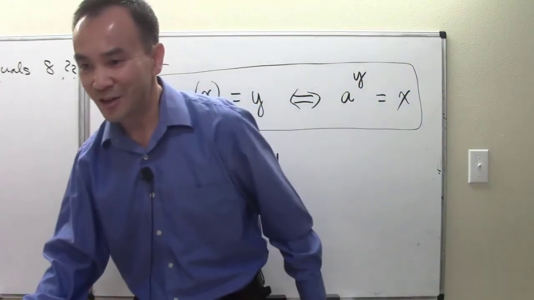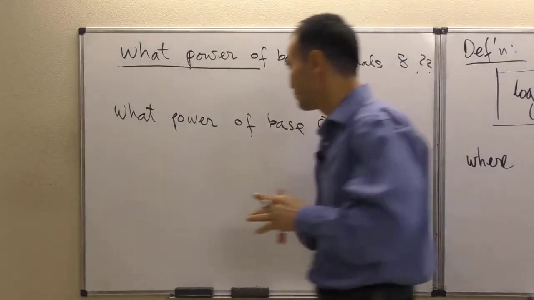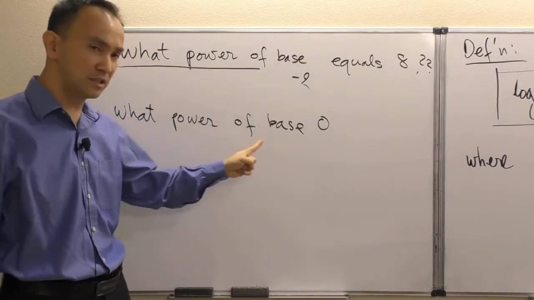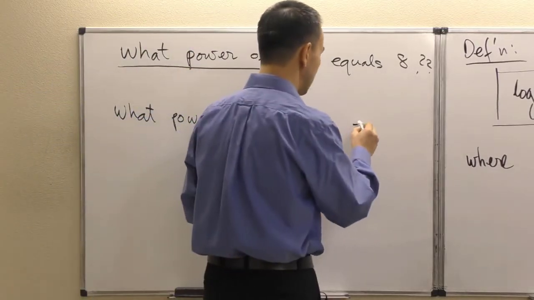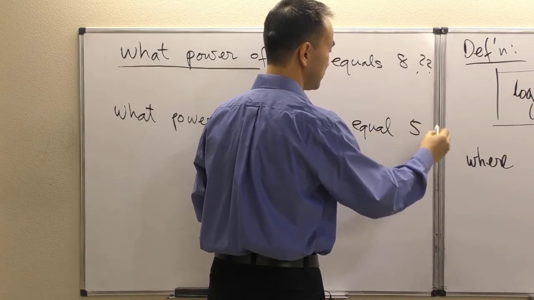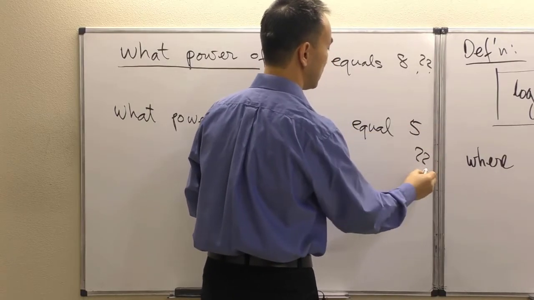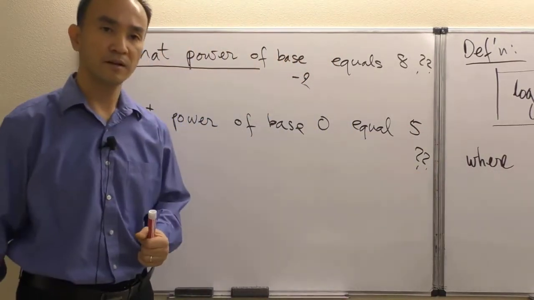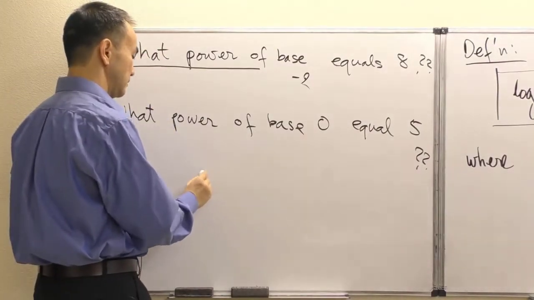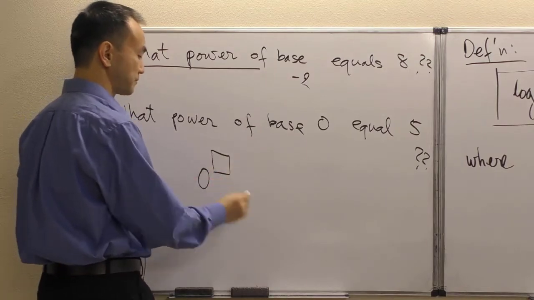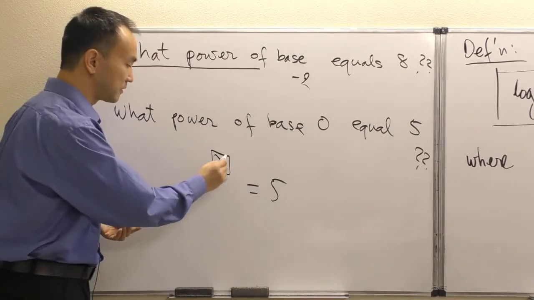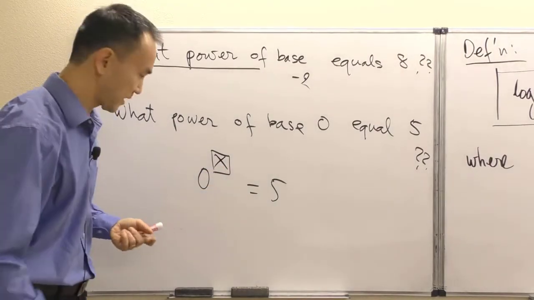So what power? There you go. Bring in the same question right there. What power of base 0 equals, pick a number, 5? What power of base 0 equals 5 right there? So base 0, this is even impossible. We won't even be able to find an answer, and we know that for sure.